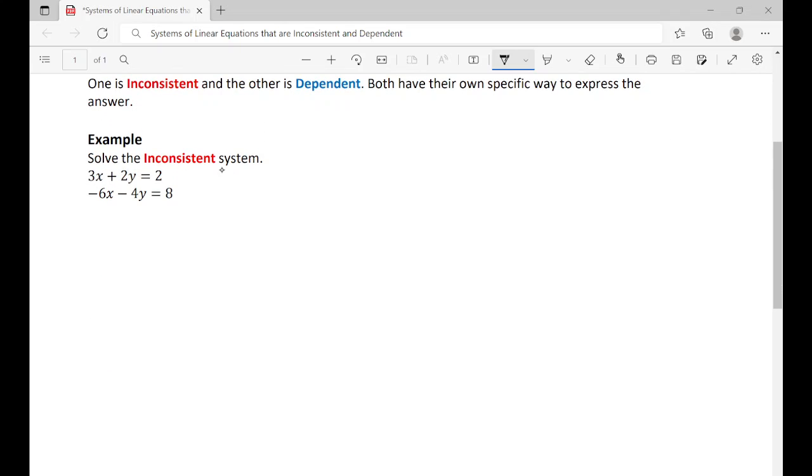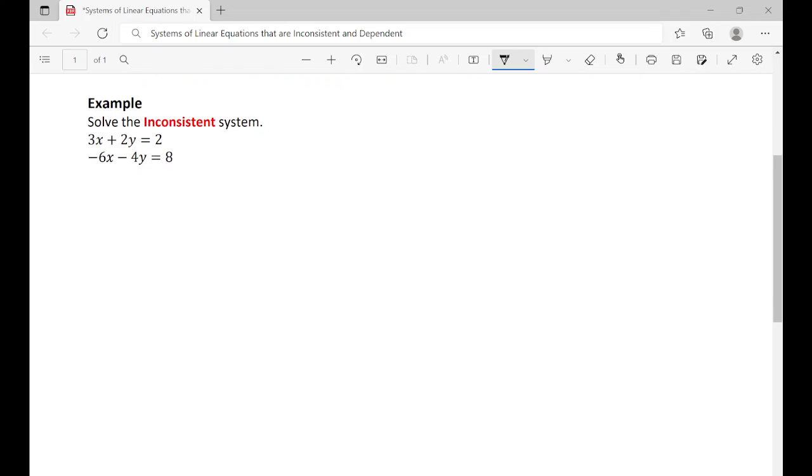We're going to solve the inconsistent system here, 3x plus 2y equals 2, and negative 6x minus 4y equals 8. Now we don't know that it's inconsistent, but just for the sake of this, I'm telling you what it is now. But how would you know? Well, first off, we need to solve this system to find out how it's going to become inconsistent. So I'm going to solve this by using the elimination method, and I am going to eliminate x.